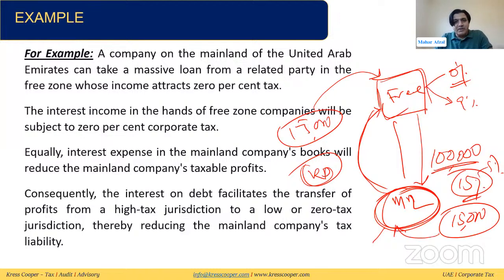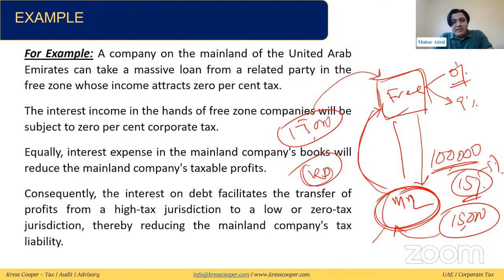So this is the reason that interest capping rules have been introduced, and transfer pricing regulations have been introduced as well, because while setting the interest rate, they need to consider what the market interest rate is. So this is the reason that interest capping rules as well as transfer pricing regulations have been introduced in the UAE corporate tax law.